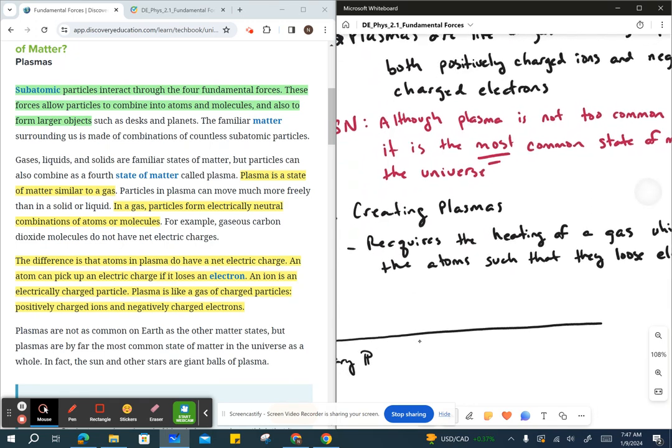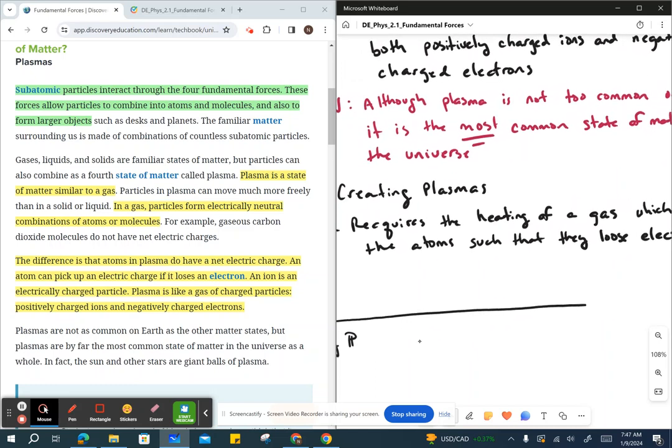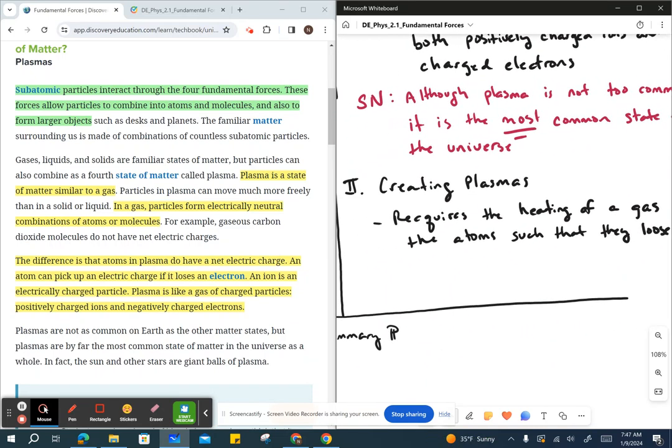So, what do we need to do to create a plasma? It requires the heating of a gas which excites the atoms such that they lose their electrons. Huh, well, there you go.